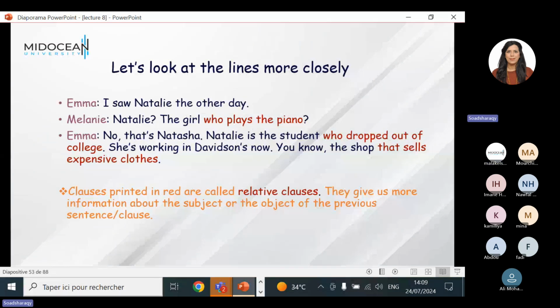Okay, let's read this conversation together. Who wants to practice now? Emma and Melanie, let's read it. I need 2 participants to read the following conversation. If you want to practice with us, you can raise your hand. Pour ceux qui veulent participer, veuillez s'il vous plaît lever la main.